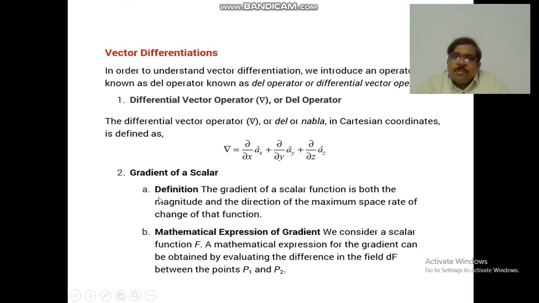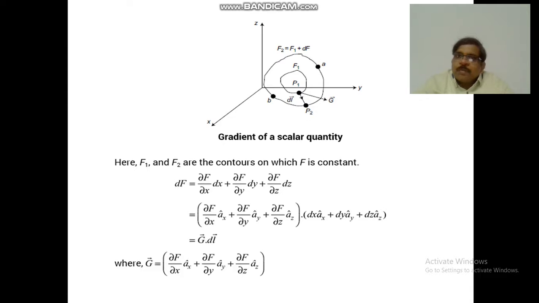Second is the gradient of a scalar. The gradient of a scalar function gives both the magnitude and the direction of the maximum space rate of change of the function. The mathematical expression for the gradient vector is represented with a scalar function F. It can be obtained by evaluating the change dF between two points P1 and P2 in a Cartesian coordinate system of x, y, z. P1 is one point and P2 is the other point.